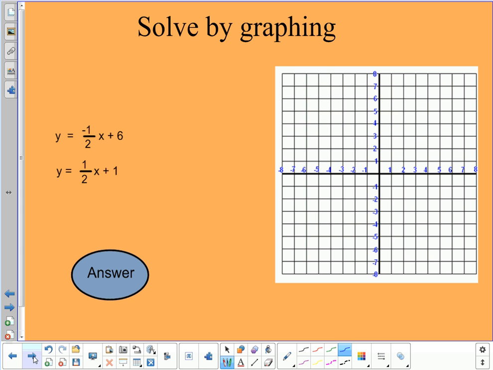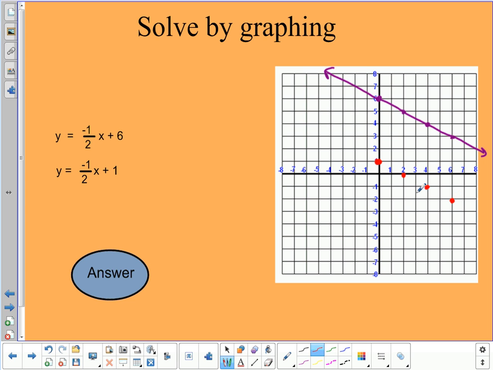Let's try number 4. In number 4, I again am given lines that are already in slope-intercept form, which is good. When I graph these, the first one has a y-intercept of positive 6, so I'm going to go up to positive 6. And then my slope is negative 1/2, so down 1, right 2, down 1, right 2, and so on. And there's my line. And then the other one, I have a y-intercept of positive 1. So here's my y-intercept. Slope of negative 1/2 again, down 1, right 2, down 1, right 2.